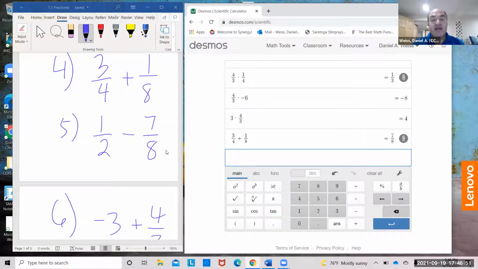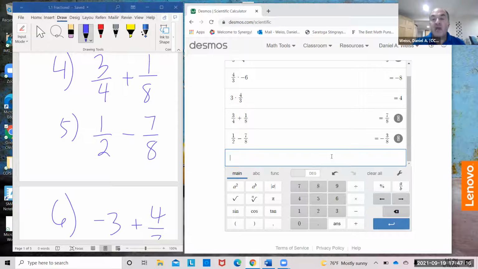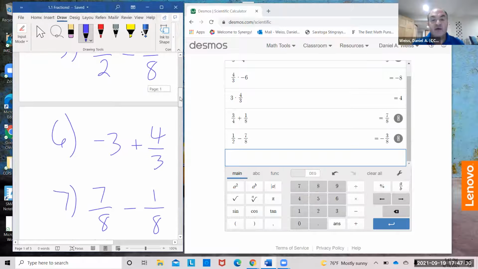I'm going to do 1/2 minus 7/8. Okay, fraction. 1 on top, 2 on the bottom. Click to the right. Minus. Fraction. 7 on top, 8 on the bottom. Boom. Negative 0.375. Hit the fraction. Negative 3/8. Done. Sweet. And it reduces for you, by the way. In fact, I'm going to get to another problem where that makes more sense. So hold off on that thought.